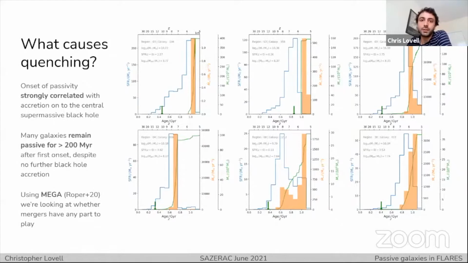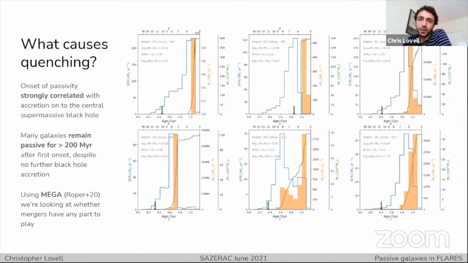So what's actually causing the quenching? We've done a little bit of digging into this. Each of these panels here shows an individual galaxy at redshift 5 that's passive, and the blue line shows the star formation history for that galaxy. The green line shows the mass assembly of the black hole, and the orange bars here are when that black hole is accreting. And so hopefully, the clear thing from this should be that there's a strong correlation between the black hole assembly and the decrease in the star formation rate. So essentially, as soon as the black hole turns on in the simulation, star formation is pretty rapidly quenched.